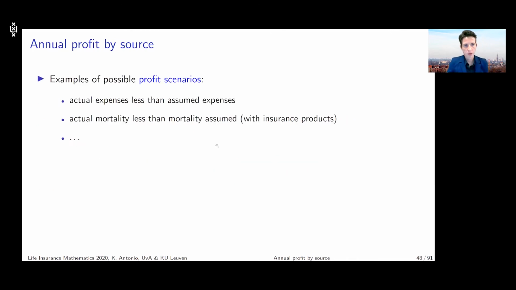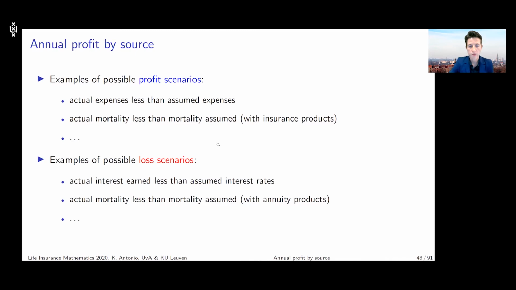So here are some examples of possible profit scenarios. You make expenses, actual expenses, which are less than what you assumed. So you're making some profit in terms of the expenses. In case you're dealing with an insurance product, if the actual mortality is less than the mortality assumed, you will have to pay out less euros in terms of death benefits, right? So you make a profit there as well.